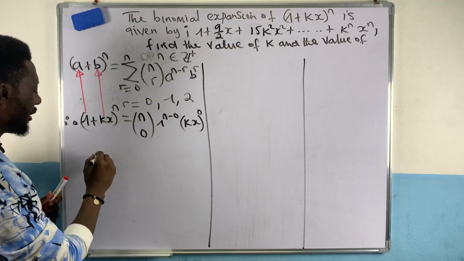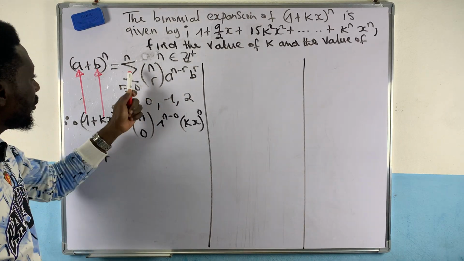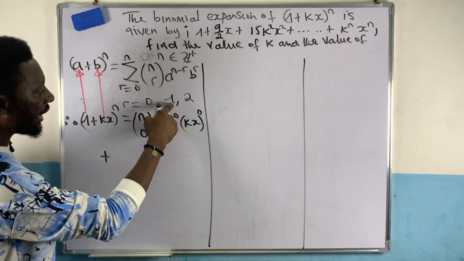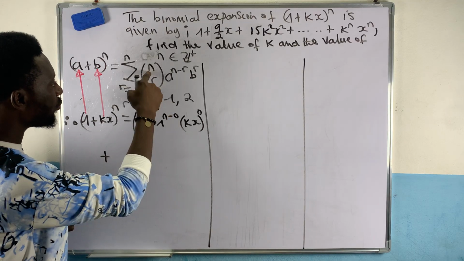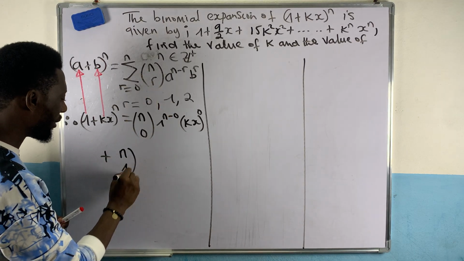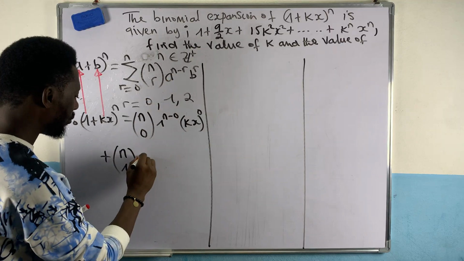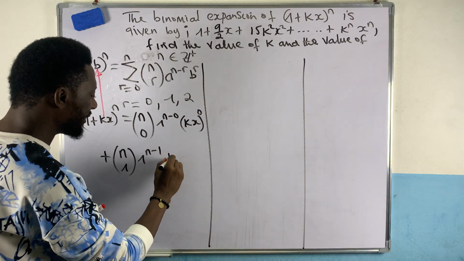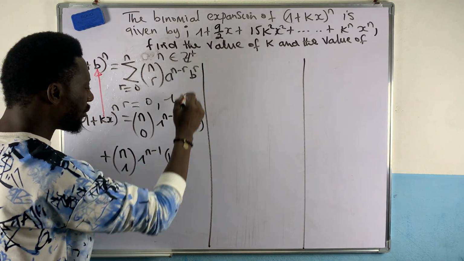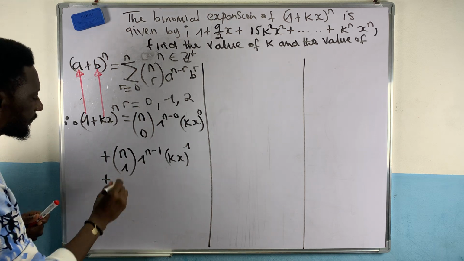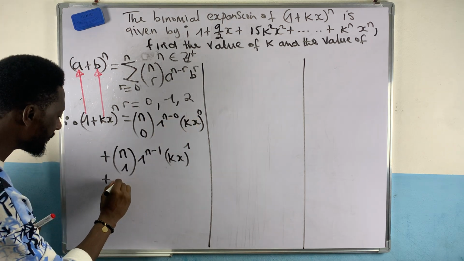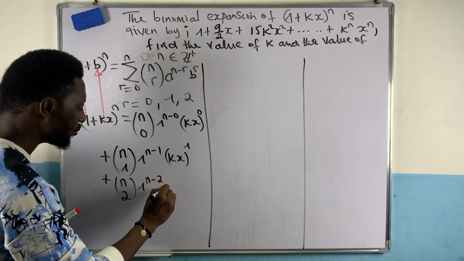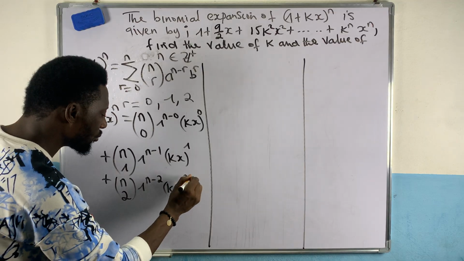Plus, why am I bringing a plus? Because I'm dealing with a summation sign. Summation means we are adding. So plus r now equal to 1. When r is 1, it becomes n combination 1, a, which is 1, to the n minus 1, b, which is kx, all to the power 1, plus, when r now is 2, it becomes n combination 2 times 1 to the n minus 2, kx to the power 2.